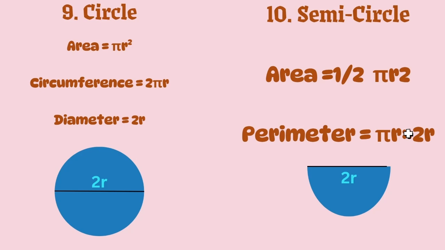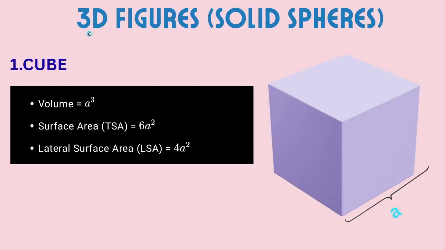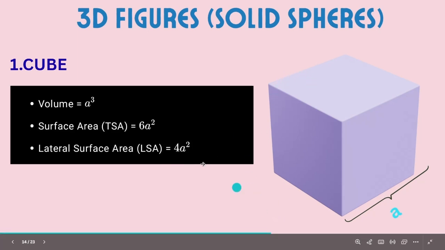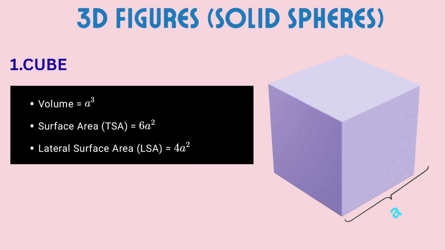Then we have the 3D figures, that is the solids. So first is cube. Volume is given by a cube. Surface area is given by 6a square since it has 6 sides. And the lateral surface area, that is when we exclude the upper and the lower side, we have 4a square as the lateral surface area.